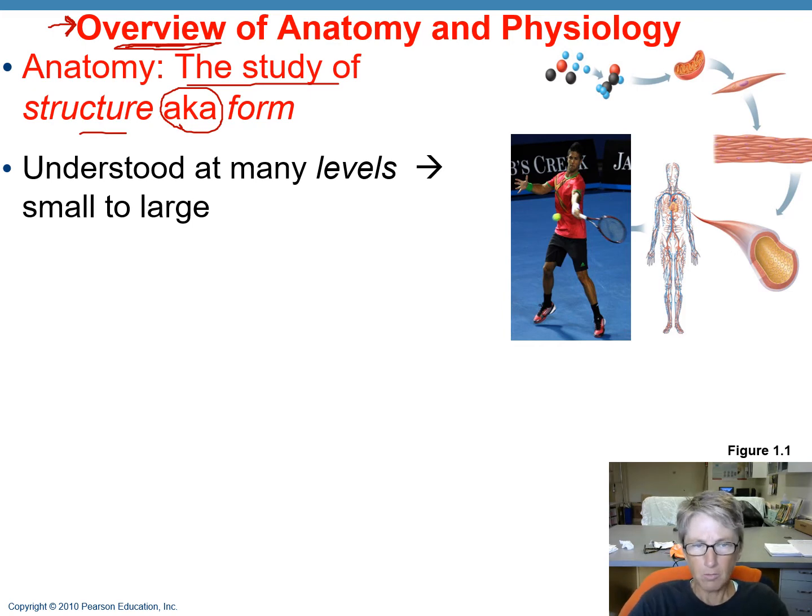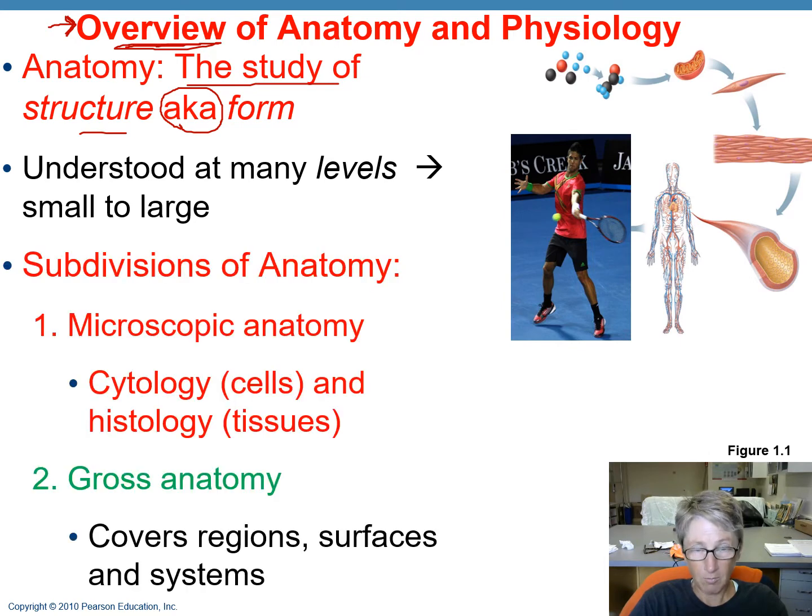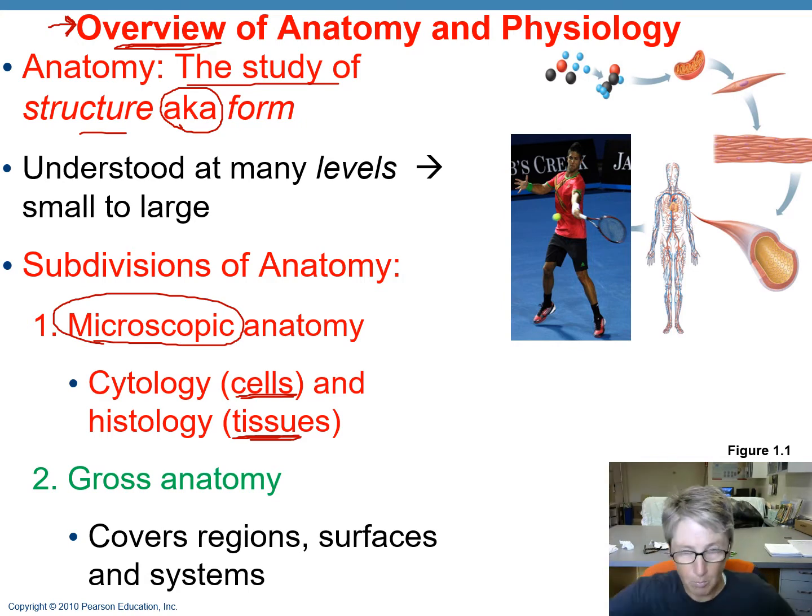The study of structure is understood at a number of different levels. You can understand anatomy at the microscopic level, where you're looking at cells, and then tissues, which are just a collection of cells. Another subdivision of anatomy is gross anatomy. That covers the regions, like the axillary region, which is your armpit region, the surfaces, which could be your skin, and then the systems, like looking at the gross anatomy of the lungs or the liver, etc.